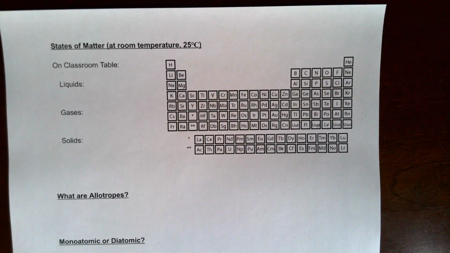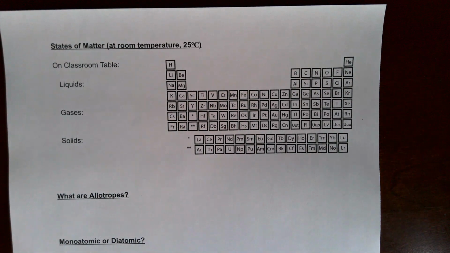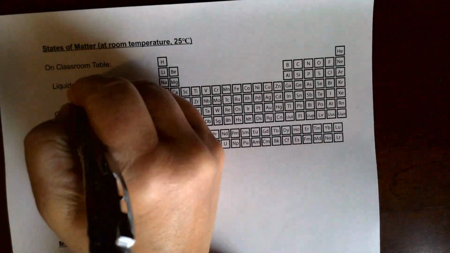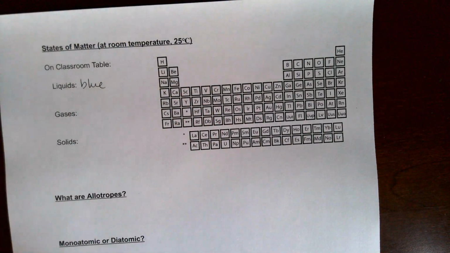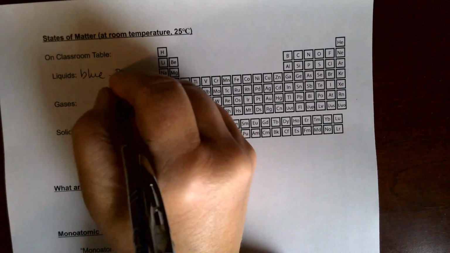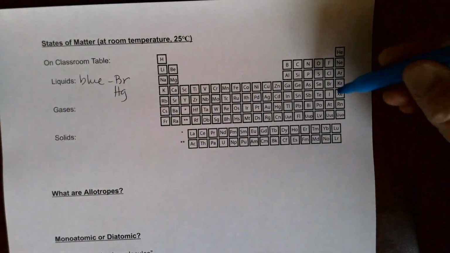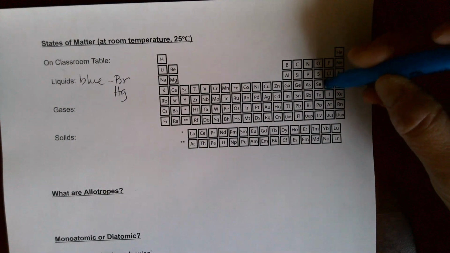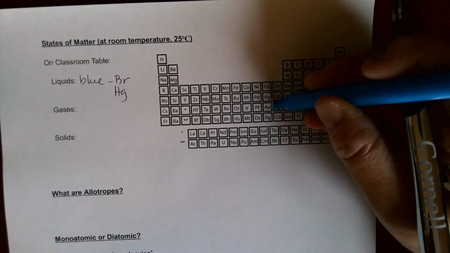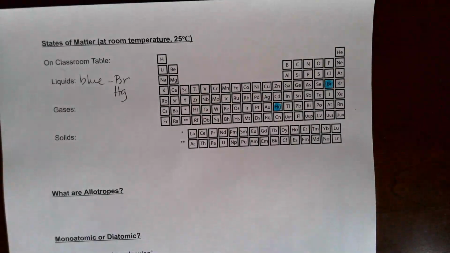temperature, 25 degrees Celsius. Right, on the classroom table, this is color-coded. Liquids are blue, and there's only 2 elements that are liquids, right? It's bromine and mercury, and if we find them here, bromine is right here, that's going to be a liquid, and mercury right here. Those are the only 2 elements that are naturally liquid at room temperature.